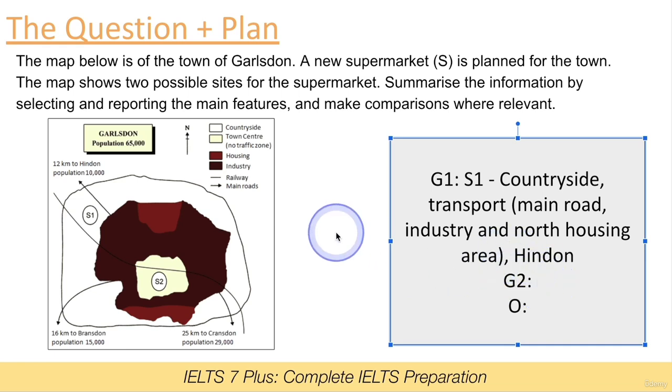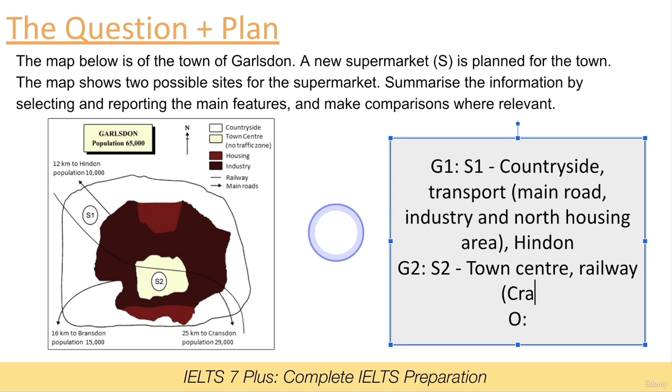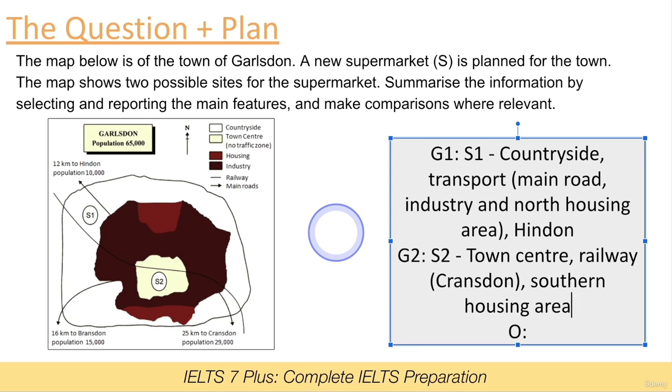Let's move on now to group 2, which will be site 2. And we're going to talk about the fact that it's in the town centre, so more of a central location. We're going to talk about the railway that runs through and the town of Cranston. We're also going to mention the southern housing area and the industry. It's closer to some of the industry we can always mention as well.